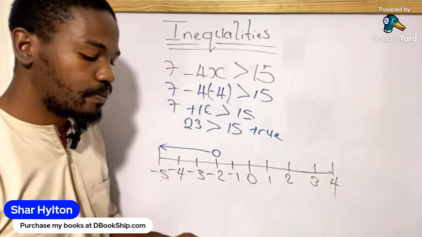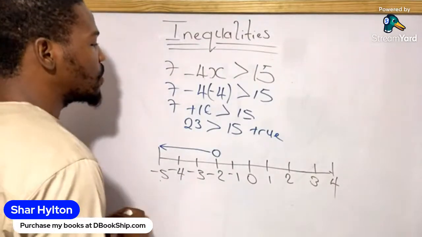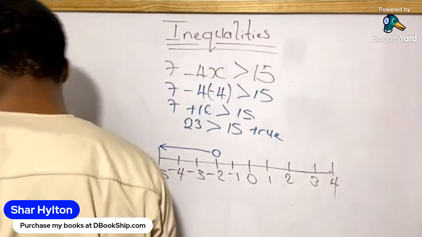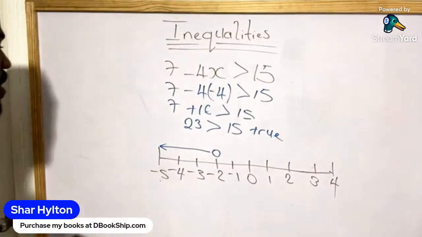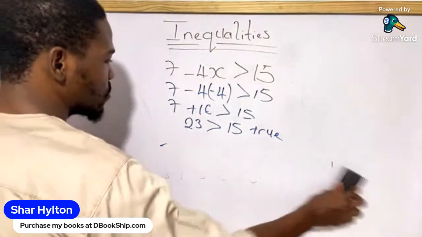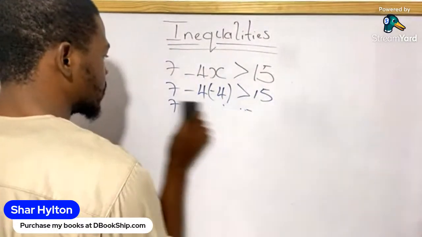evaluates true. So that's something to bear in mind, that whenever you divide both sides by a negative, you should flip the sign. The sign actually turns around.